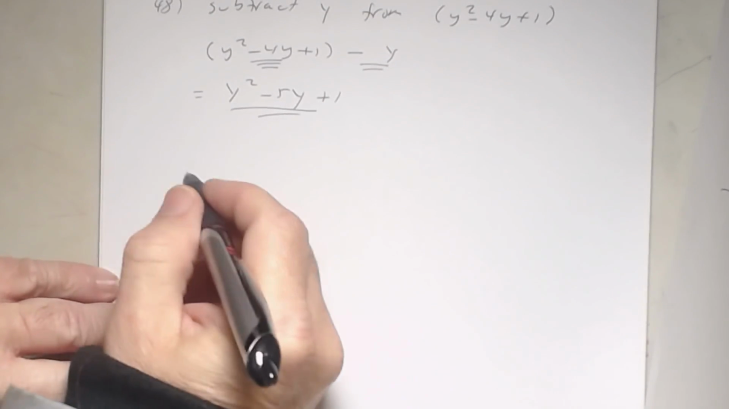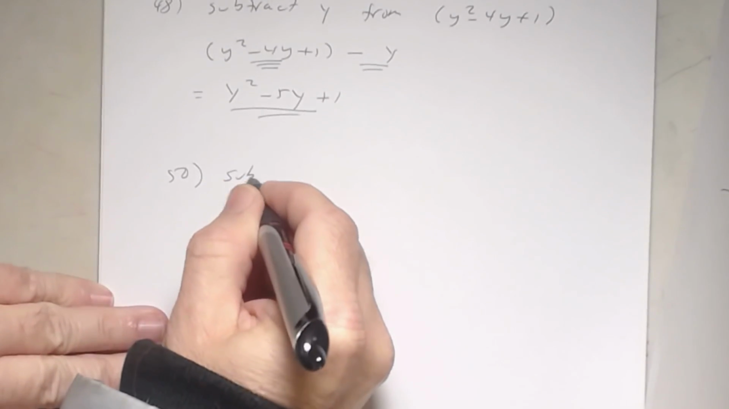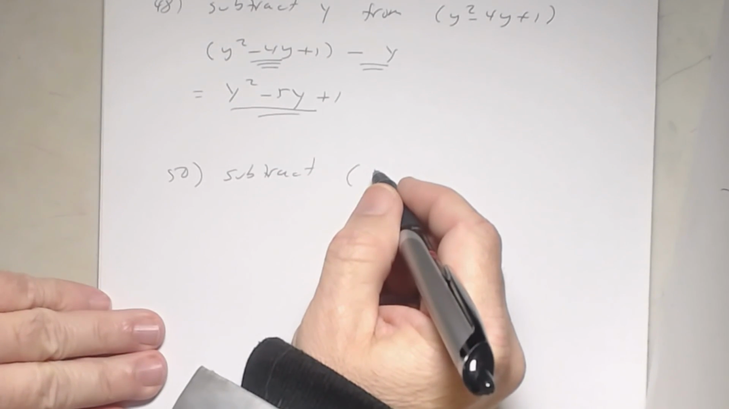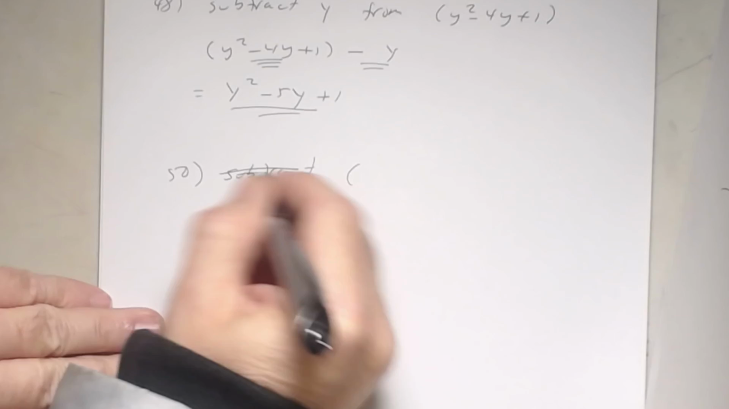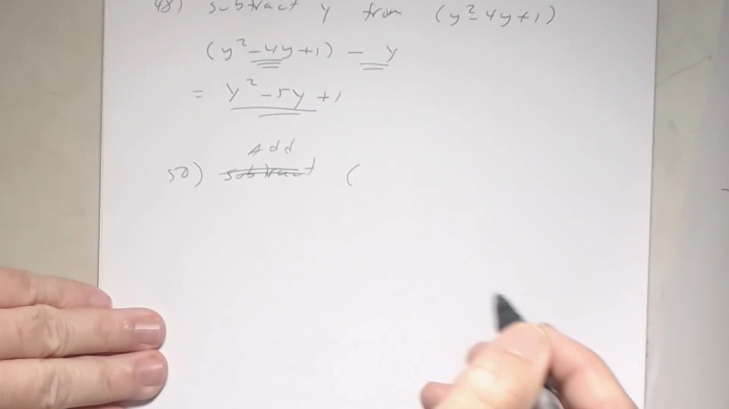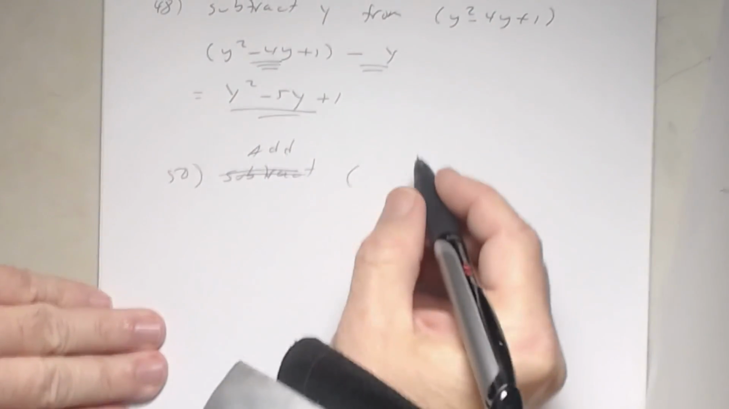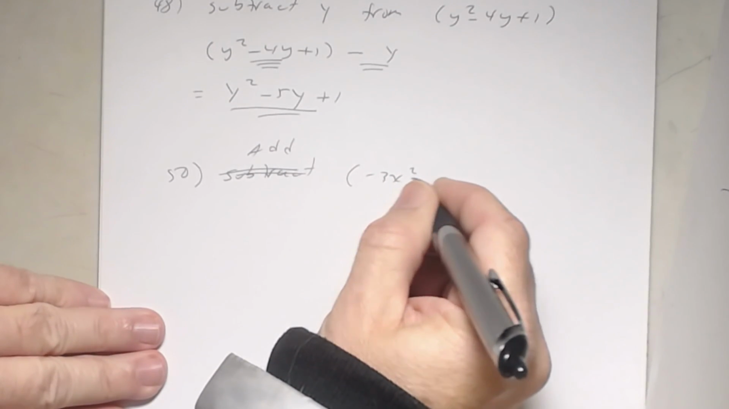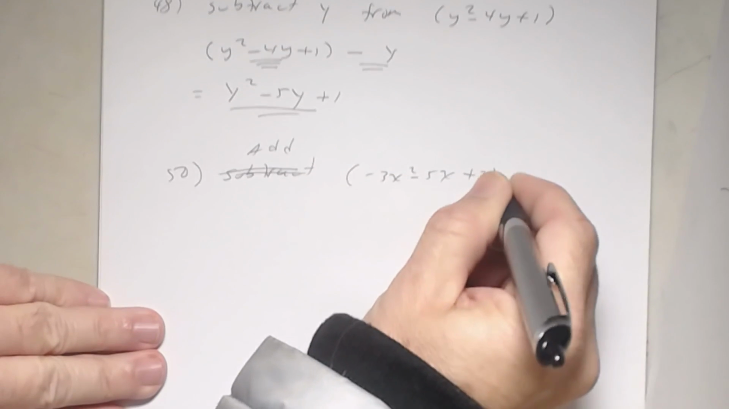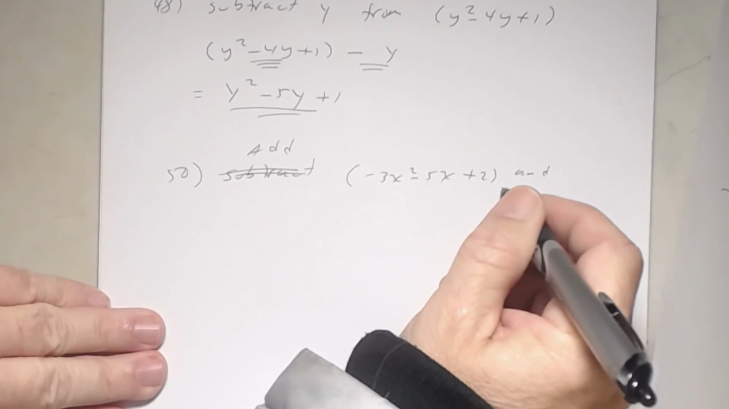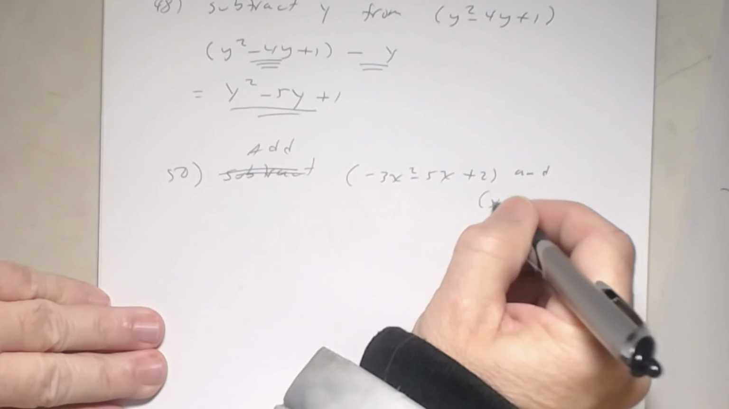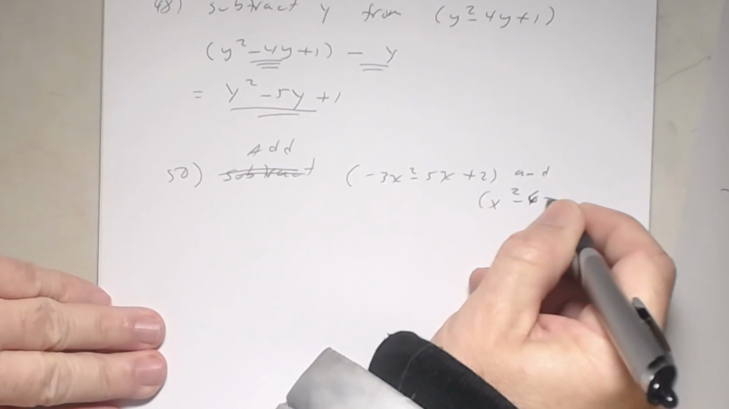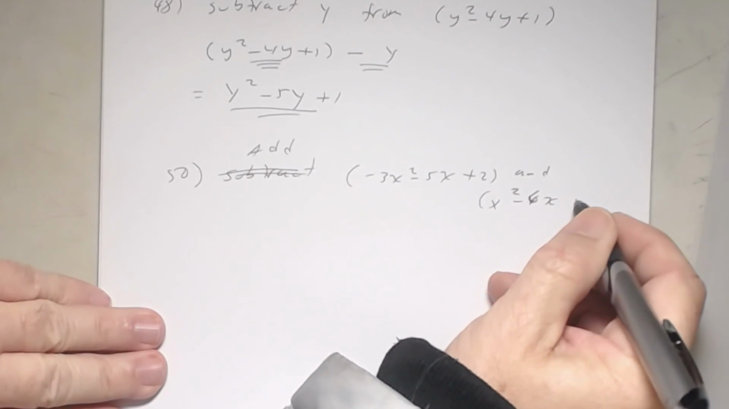All right. Let's look at 50. Subtract this polynomial and this polynomial. Oops, I'm sorry. That one, number 50 says add, excuse me. Add, this is add. Add negative 3x squared minus 5x plus 2 and this polynomial, x squared minus 6x, that's a 6, plus 9.